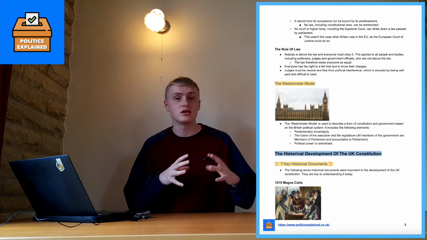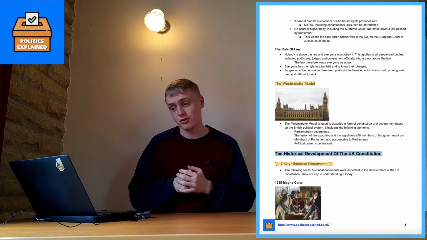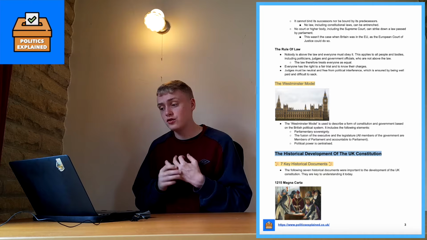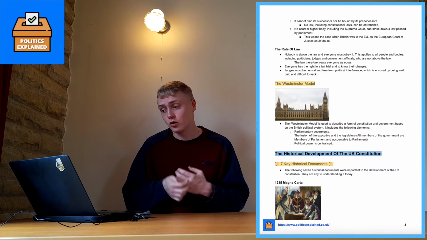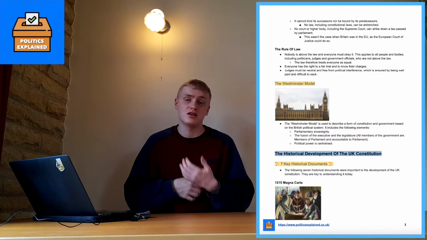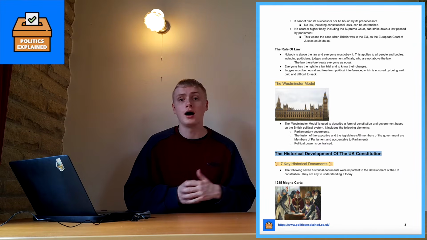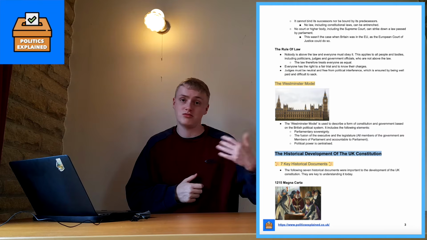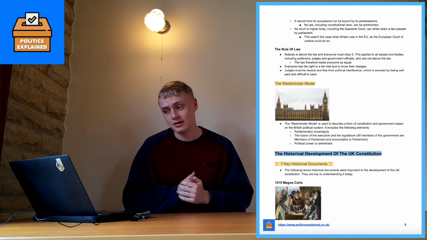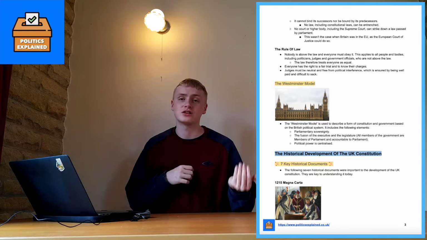So the Westminster model is used in different parts of the world, and it includes the following elements: parliamentary sovereignty, the fusion of the executive and the legislature. So all members of the government are members of Parliament and accountable to Parliament, and that differs, for example, from the US, where members of government, the president being the key example, aren't in the House of Representatives or the Senate. And finally, political power is centralised.